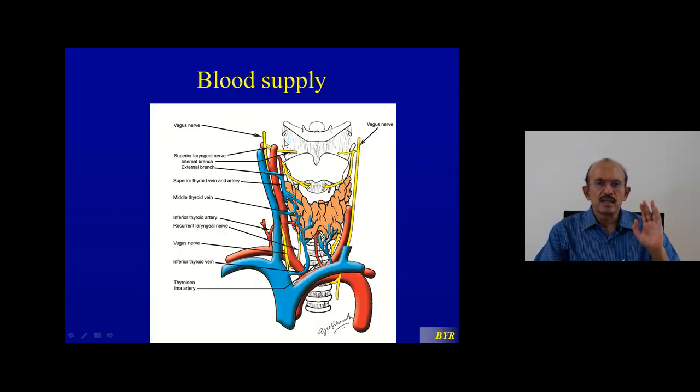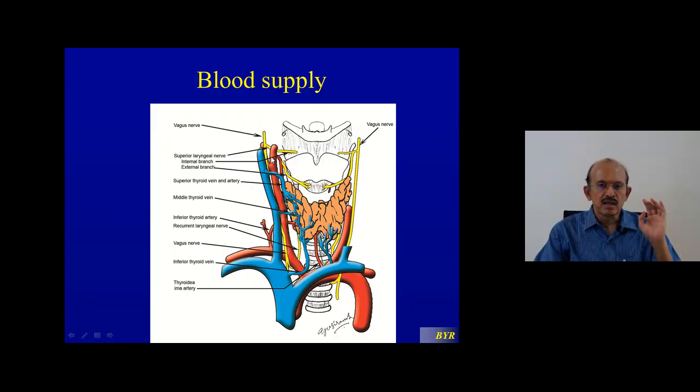In some operations, you have to ligate the external carotid artery. When you want to ligate it, you must always make sure that the vessel you are going to ligate has branches. You must ligate only the vessel which has branches. That means you are ligating the external carotid artery.